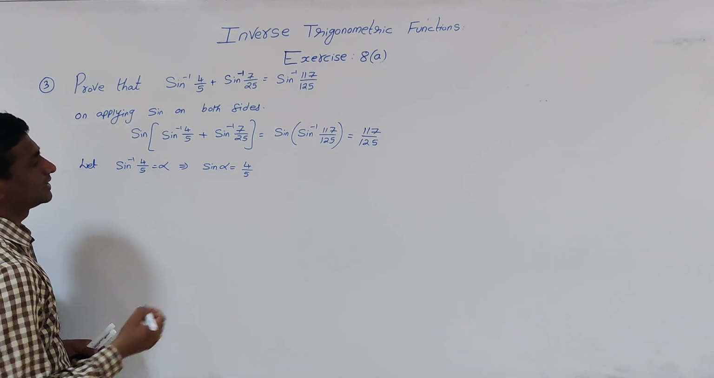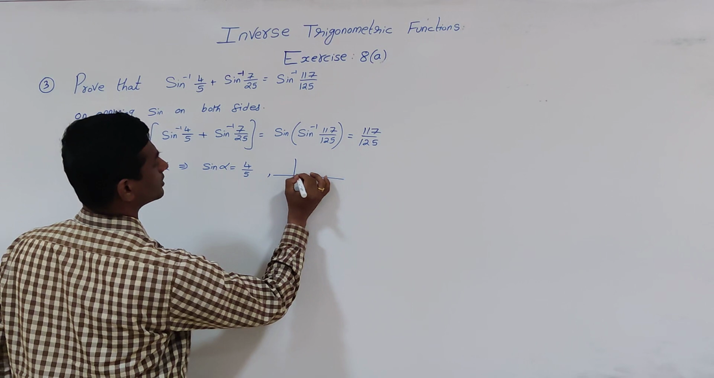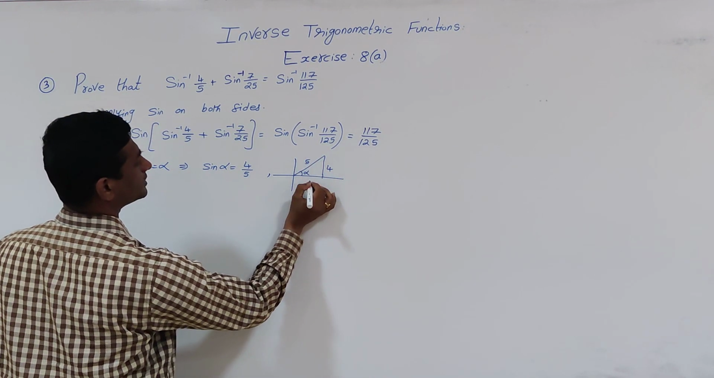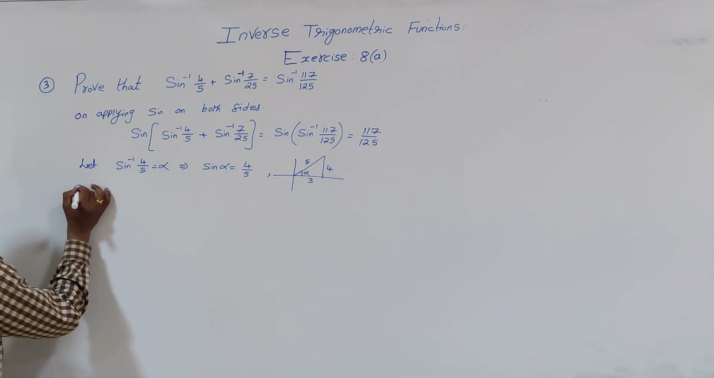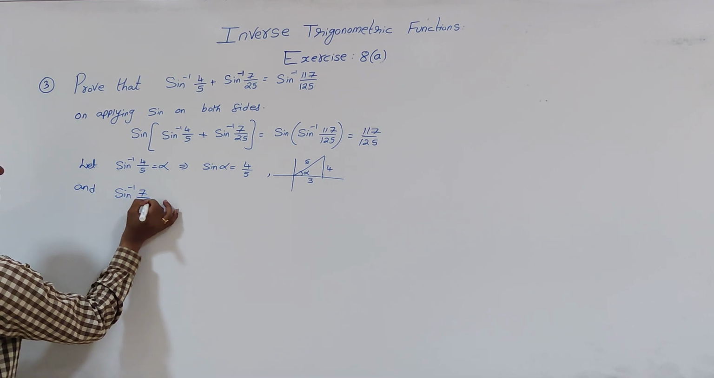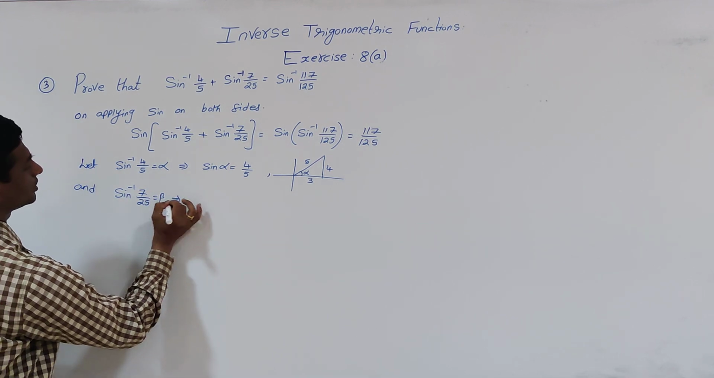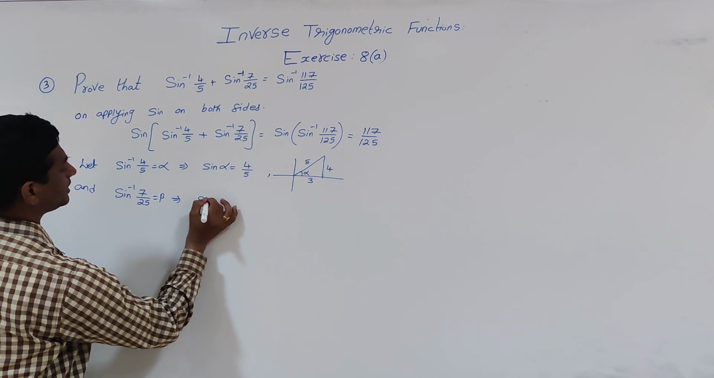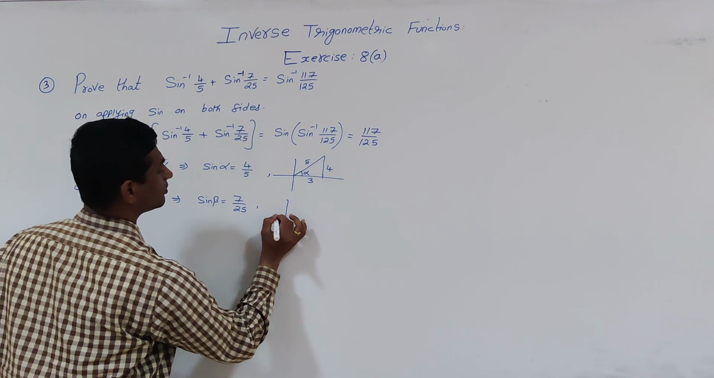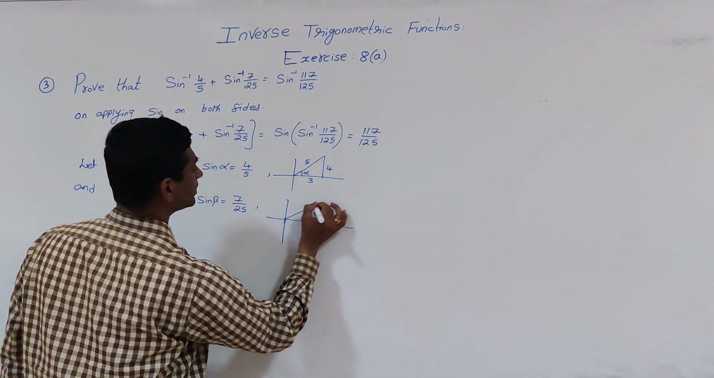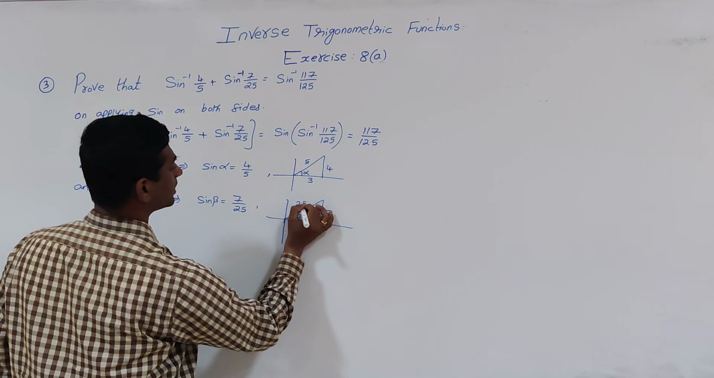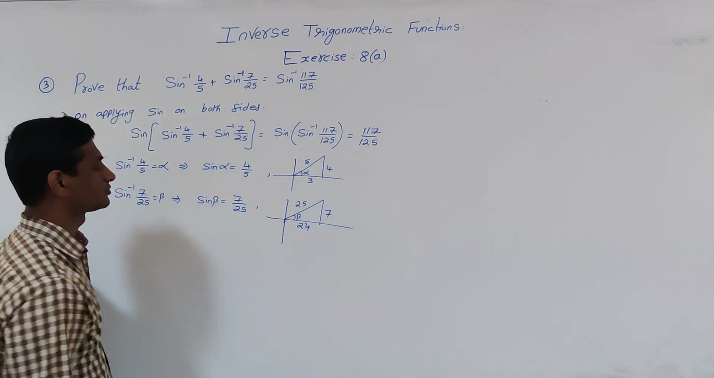So let sin inverse of 4 by 5 be alpha, which implies sin alpha is 4 by 5. So go for one right angle triangle for alpha, that is, opposite 4, hypotenuse 5, and the adjacent side will be 3. Next, sin inverse of 7 by 25 is beta, so sin beta will be 7 by 25. So again we have to go for one more right angle triangle for beta. Opposite side is 7, hypotenuse is 25, and the adjacent side is 24.